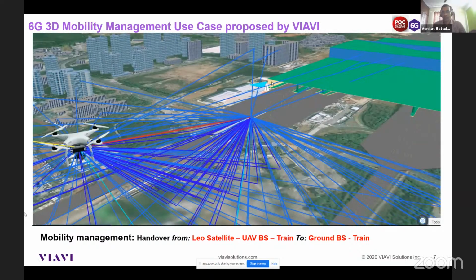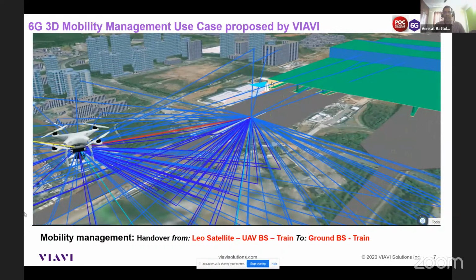This is VRV. We are trying to propose a complex use case here for mobility management. It's a handover scenario.